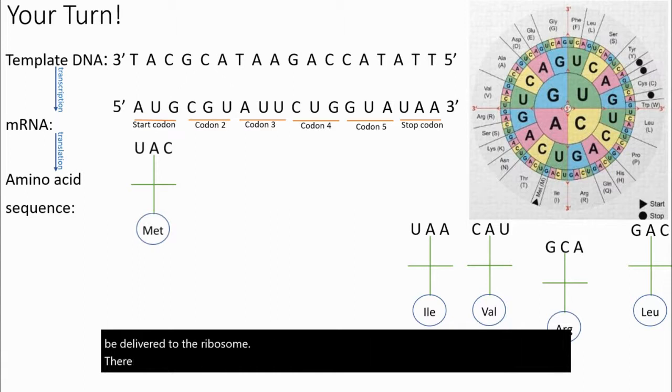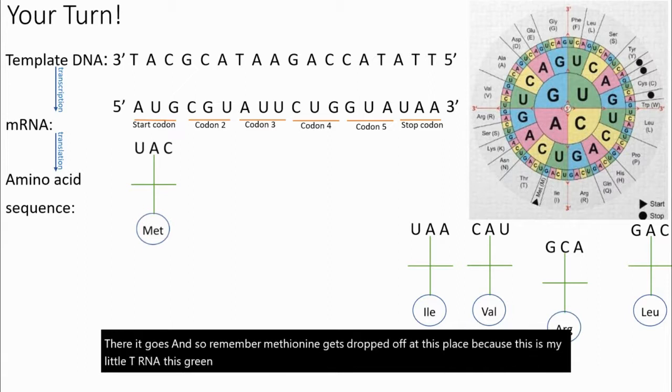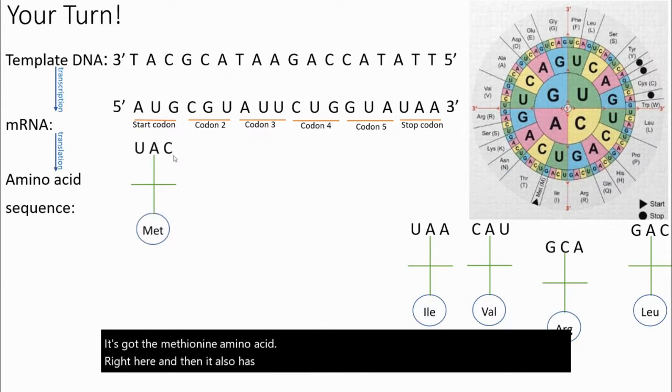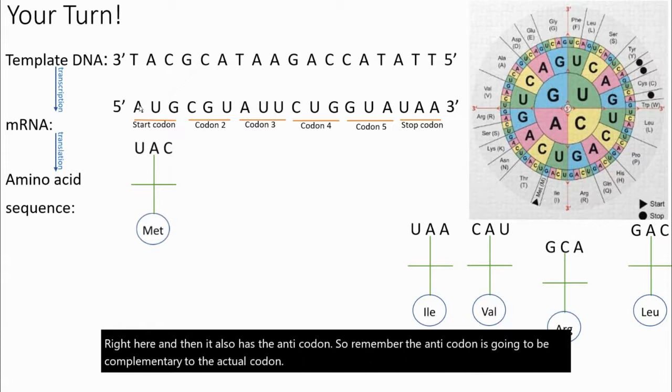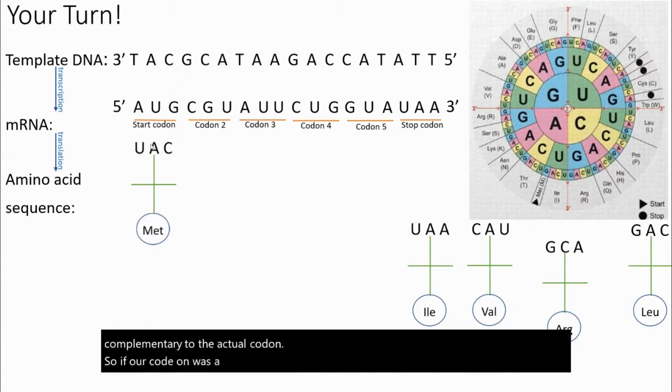There it goes. And so remember, methionine gets dropped off at this place because this is my little tRNA, this green cross here, okay? So remember, the transfer RNA has two important sites. It's got the methionine amino acid right here, and then it also has the anticodon. So remember, the anticodon is going to be complementary to the actual codon. So if our codon was AUG, here's our anticodon, UAC. Remember, anticodons are on tRNA.